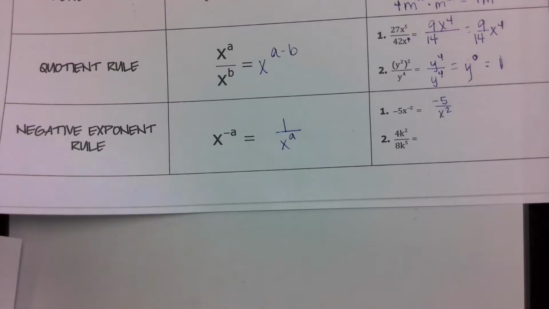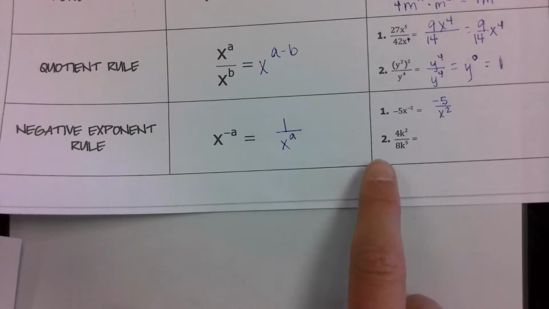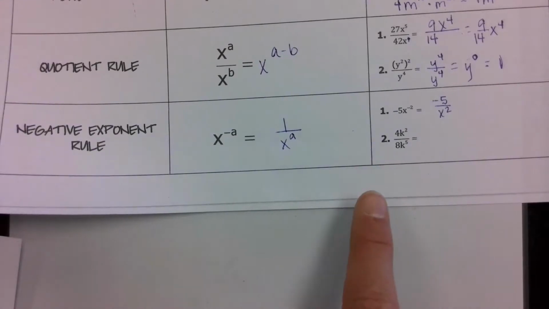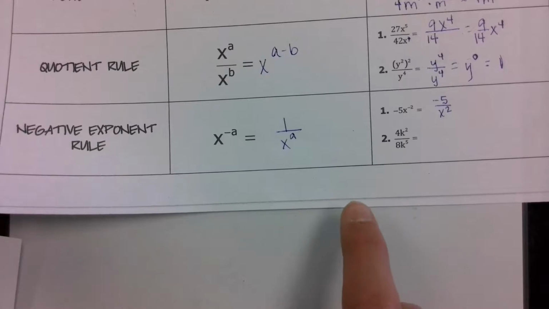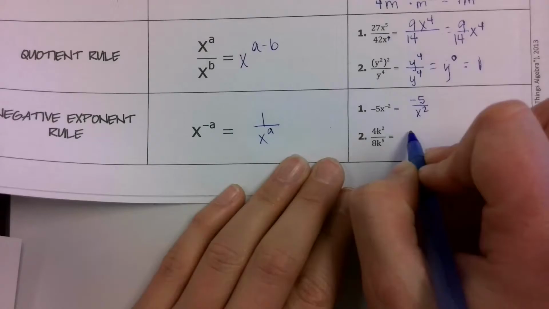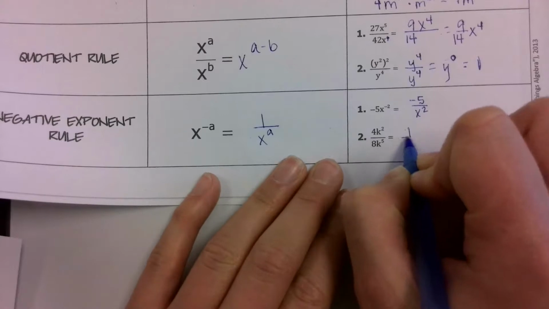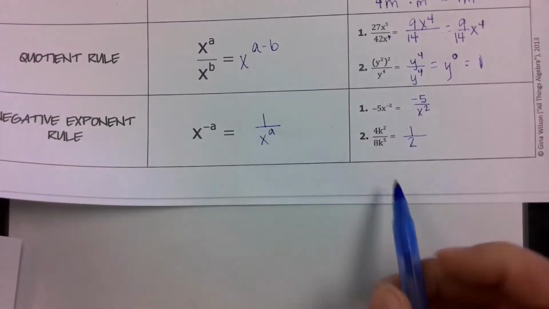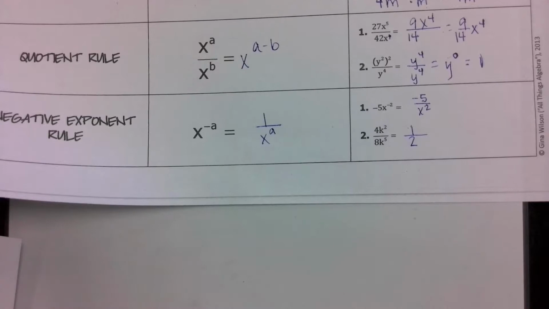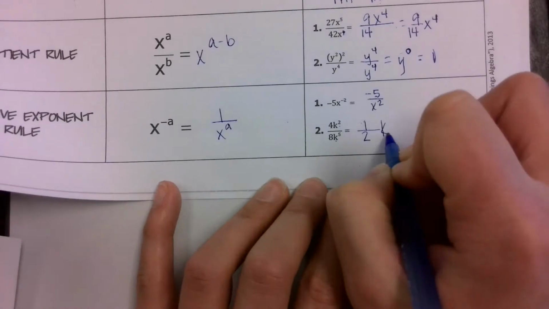Looking at the next one, we've got regular numbers 4 and 8. So 4 over 8, will that reduce or simplify? Or divide out evenly? 1/2. So we know we're going to have the fraction 1/2. And then we've got k squared over k to the 5th. What do you do with your exponents? If you're dividing terms with like bases, you subtract your exponents. So 2 minus 5, what do you get? So we've got k to the negative 3 there.